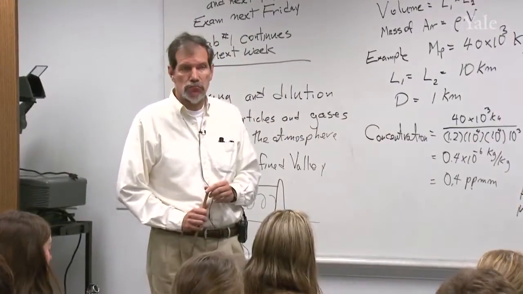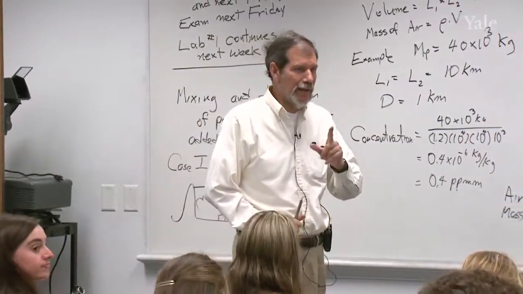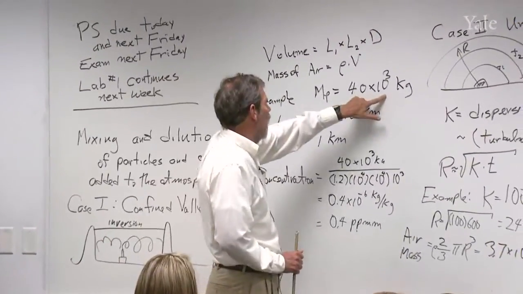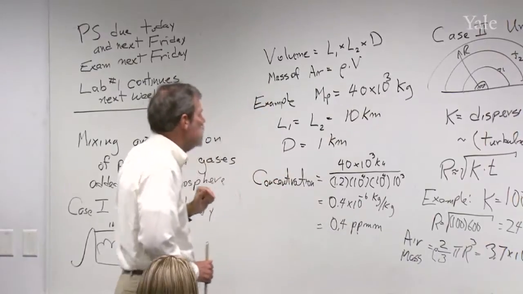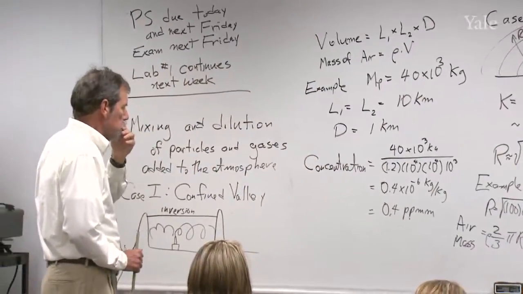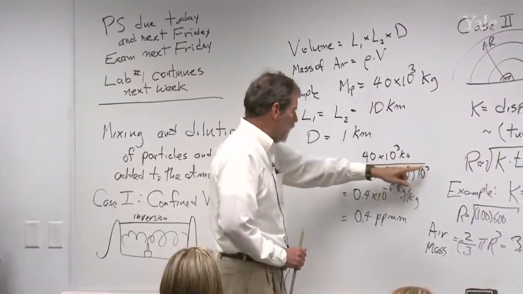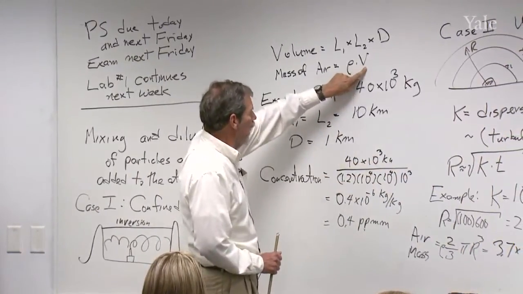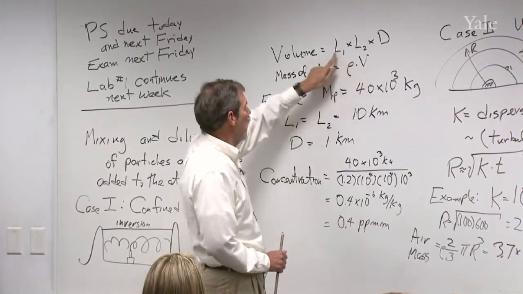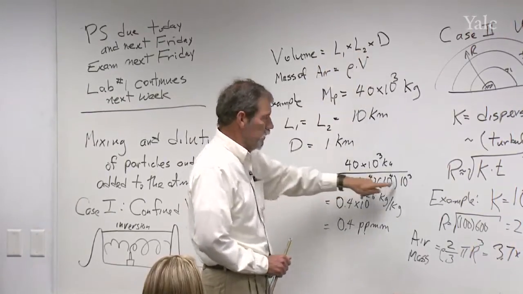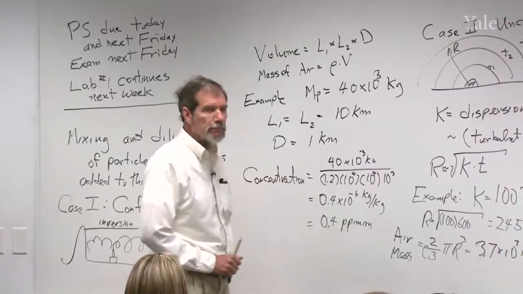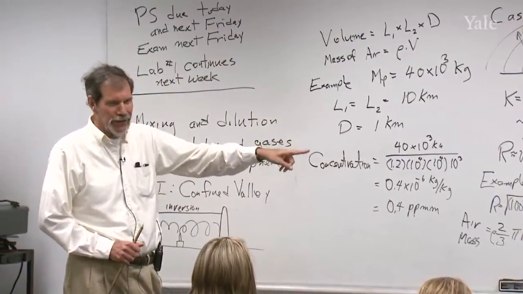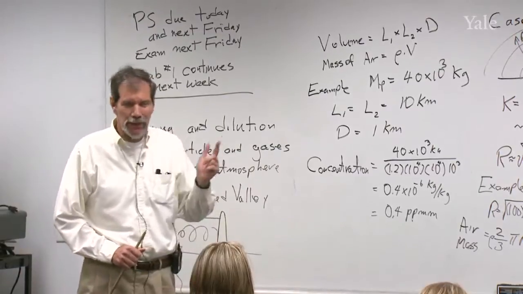Other questions? Yes? Where did you get 10 to the 3rd? Well, what's the mass of the air below the inversion? The mass of the air below the inversion is what's in the denominator here. It's the density of the air times the volume of the air, and the volume is given by that product, which you see written out here. Yep. It's good to get this one really clear, because the next one is even tougher. So, any other questions on this one?